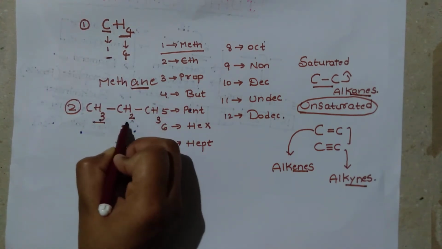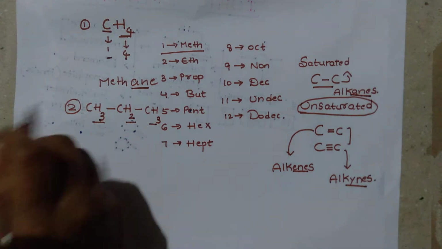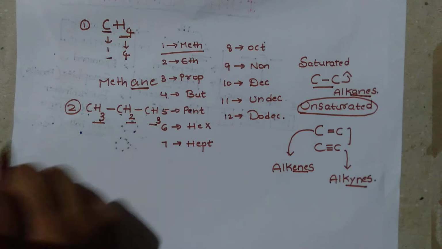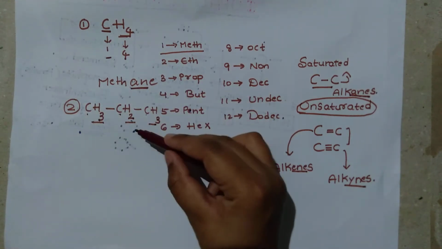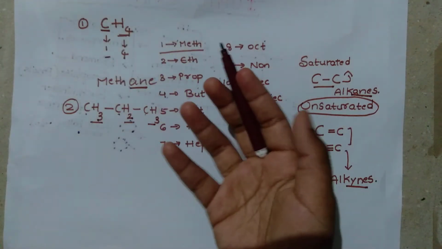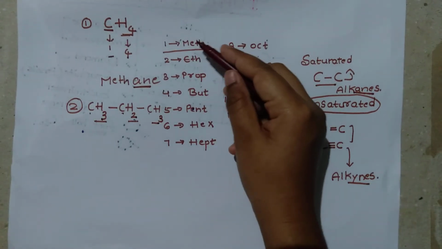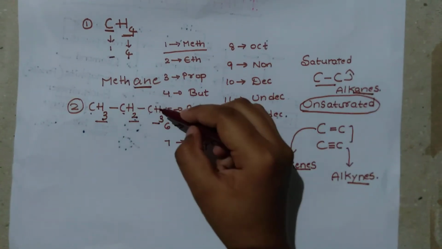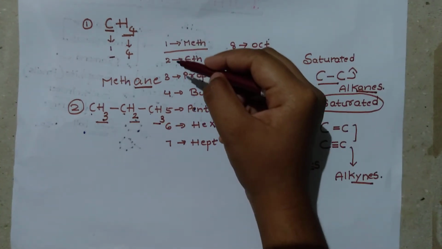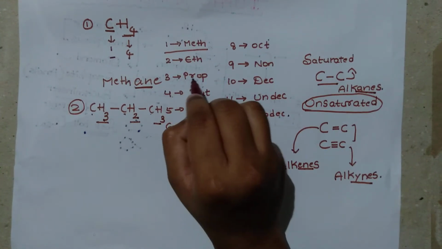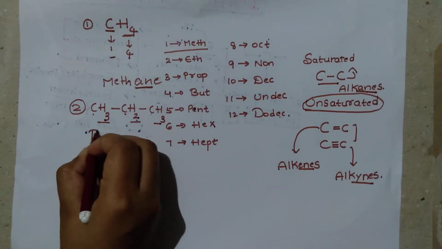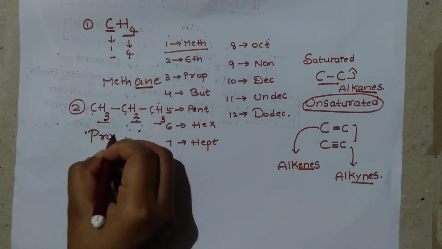We don't need to think about these hydrogens. We just need to think about carbons because this is an organic compound. So when there are three carbons present in a compound, then check it out. One, no. Two, eth, no, there are only three carbons. So what is the name of three carbons? Prop. So we need to write prop.